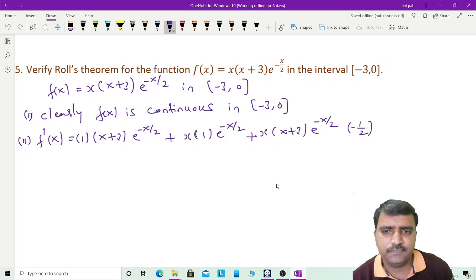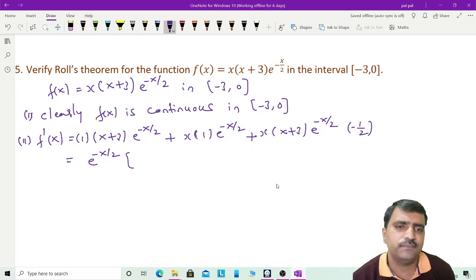So which is equal to, in all that, each term consists of e to the power of minus x by 2. So you take that e to the power of minus x by 2 as a common factor. So remaining in the first term is x plus 3, in the second term x, and in the third term, remaining is minus 1 by 2 into x plus 3.